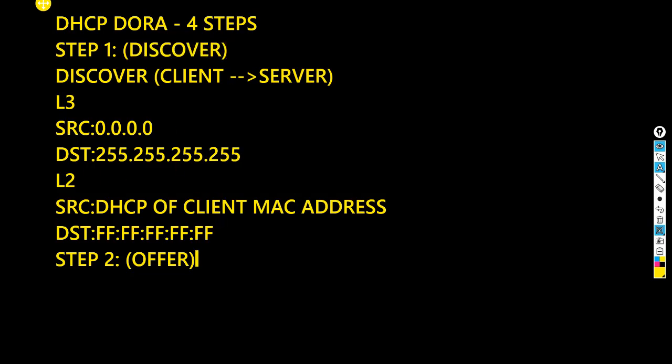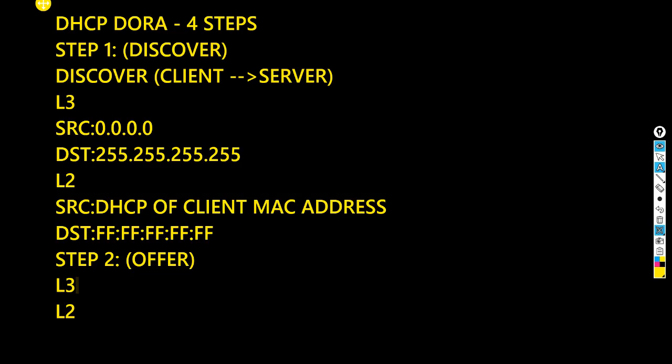Now the second one is the offer. Let's say one of the broadcast packets hits the right DHCP server, and the DHCP server recognizes the discover packet, and now it's sending, or offering, the message. Now what would be the L2 and the L3 content? Let's first talk about L3, and then we'll talk about L2.